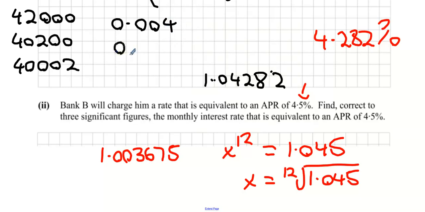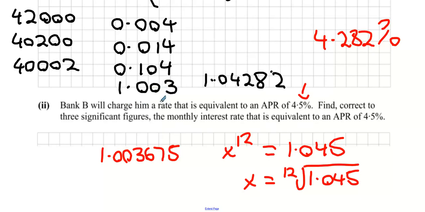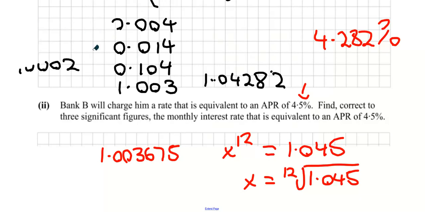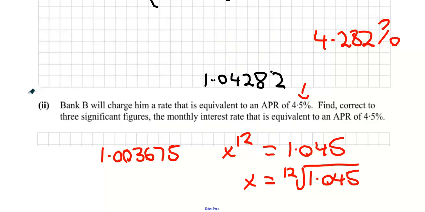Let's try another one. 0.014. 2. 0.104. 3. You got it. 1.003. 4, because the zeros in the middle count. Is that all right? Quick crash course on significant figures there. I like to do that in the odd vid where I just crash course the word in a minute.